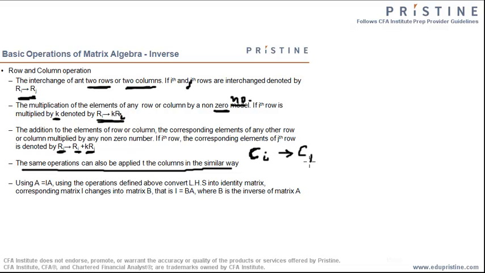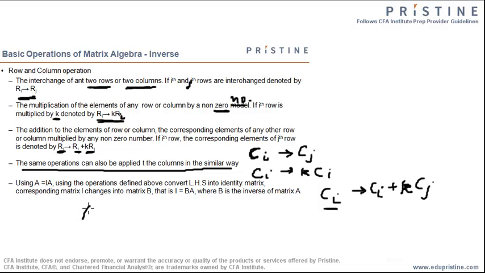Ci goes to Cj means ith and jth column have been interchanged. Ci goes to k Ci would mean that all the elements of ith column have been multiplied by the scalar k, and Ci goes to Ci plus k Cj would denote that we have multiplied all the elements of jth column with the scalar k and added them to the corresponding elements of ith column, and this becomes our new ith column.